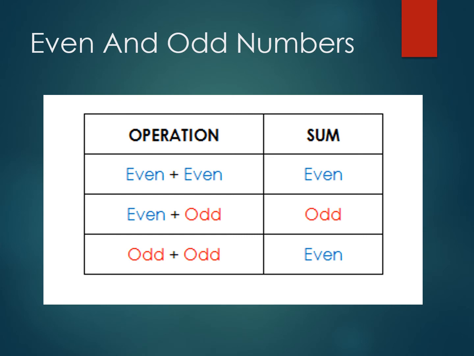Now, if we add even number plus even number, the answer will be even number. Even number plus odd number, the answer will be odd number. Odd number plus odd number, the answer will be even number. So, even plus even equal even. Odd plus odd equal even. Only if we add even and odd number, the answer will be odd number.